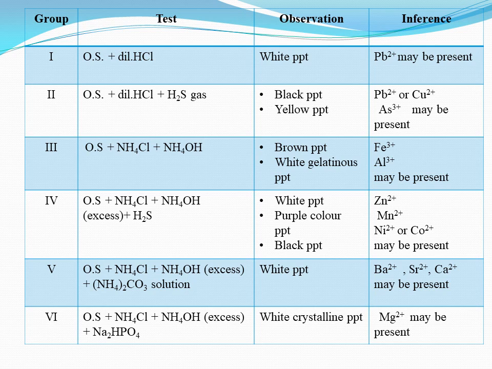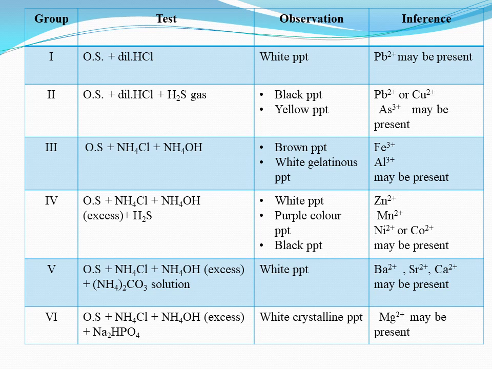You should do the test for the third group basic radical. So 2 radicals belong to the third group, ferric ion and aluminium ion. To detect these radicals, take 1 ml of original solution, add ammonium chloride and excess of ammonium hydroxide. If you get a brown PPT, ferric ion may be present. If you get a white PPT, aluminium ion may be present. So depending upon the PPT obtained, do the confirmatory test. Now let's move on to the fourth group basic radical.